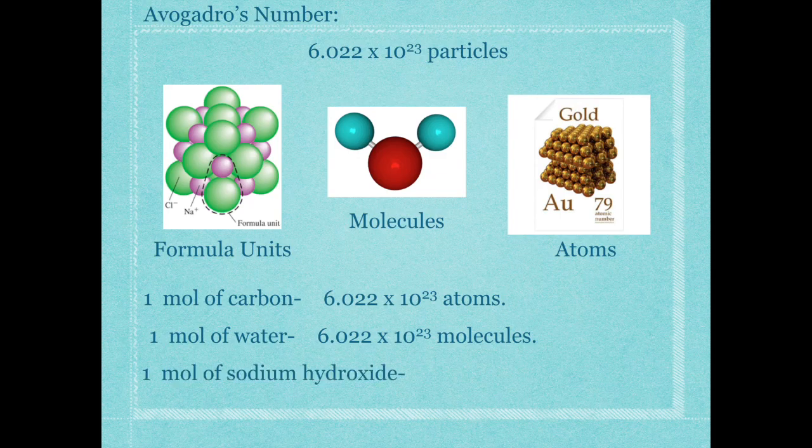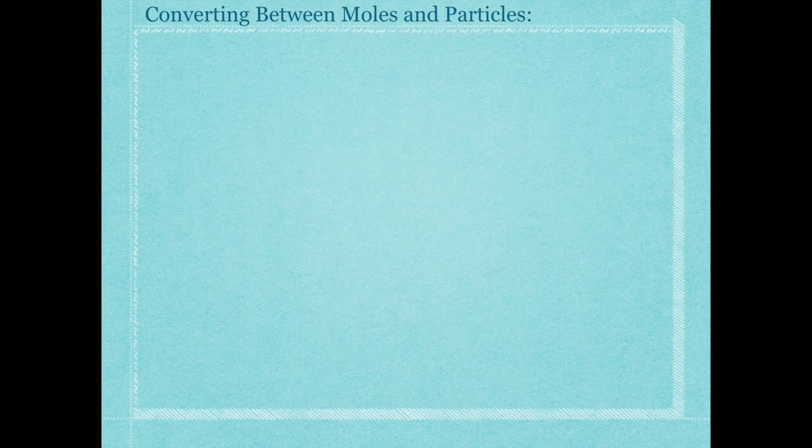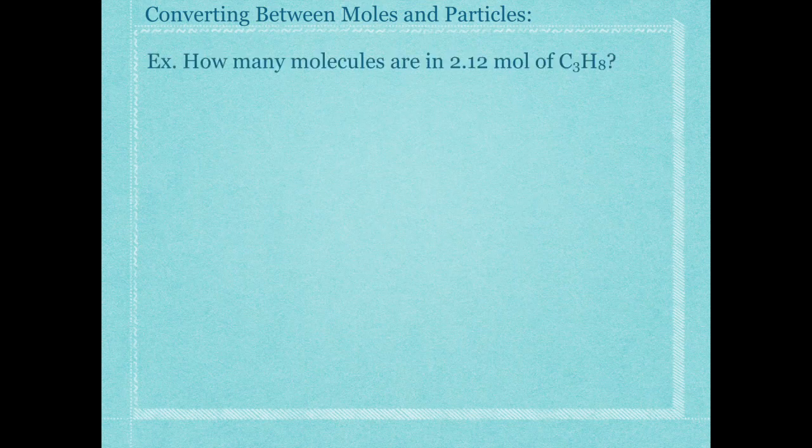And finally, if I tell you I have 1 mole of sodium hydroxide, well, that's ionic bonding because you've got a metal and a non-metal. And therefore, that would be 6.022 times 10 to the 23rd formula units. So let's actually apply this. I'm going to convert between moles and those particles, whether it's atoms, molecules, or formula units.